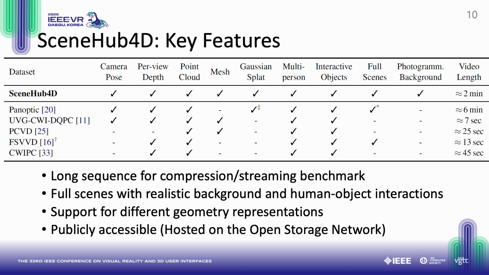As summarized in the table, our dataset offers a more comprehensive set of capabilities compared to existing datasets. First, it includes long sequences, which are essential for compression and streaming benchmarks. Second, it captures full scenes with realistic backgrounds, enabling rich human-object interactions. Third, it supports multiple geometry representations, making it flexible for a wide range of 3D and XR research tasks. And finally, it is publicly accessible through the Open Storage Network, allowing easy use and large-scale evaluation.